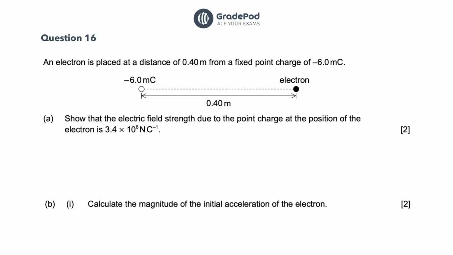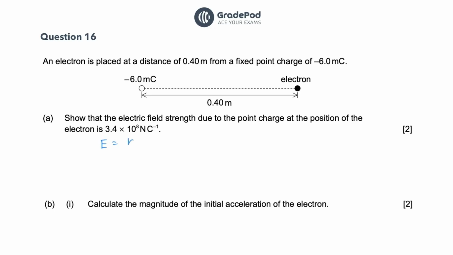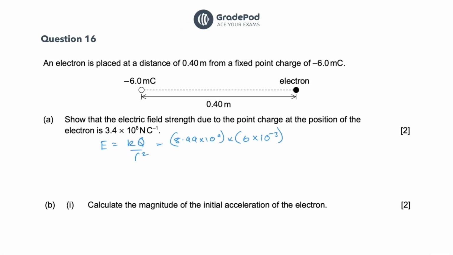An electron is placed at a distance of 0.4 metres from a fixed point charge of -6 millicoulombs. A. Show that the electric field strength due to the point charge at the position of the electron is 3.4 times 10 to the 8 newtons per coulomb. Okay, well, E equals kQ over r squared. You'll remember from question 1, we're saying that k is equal to 8.99 times 10 to the 9. Q is the charge on the fixed charge, which is 6 times 10 to the -3. You'll notice I haven't put minus in there. We're really just looking at the magnitude of it, so we don't need to put the direction in.